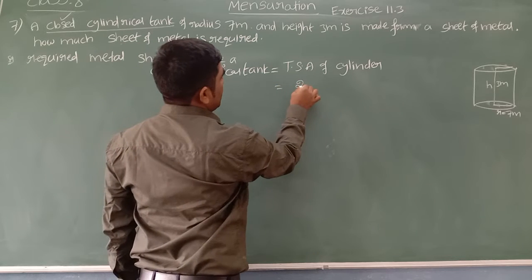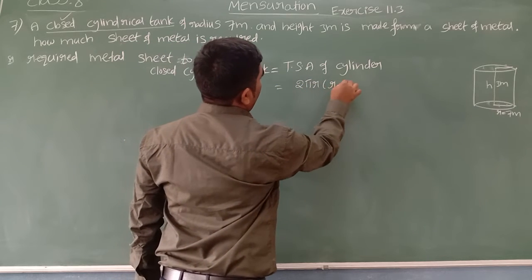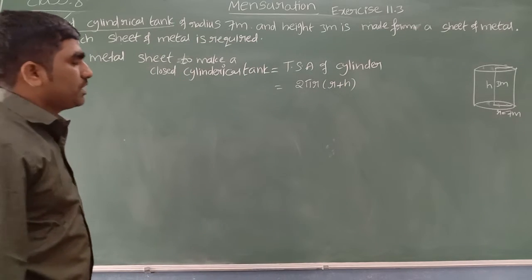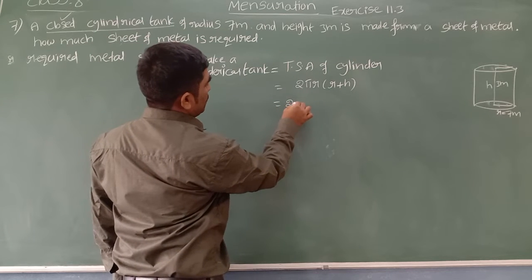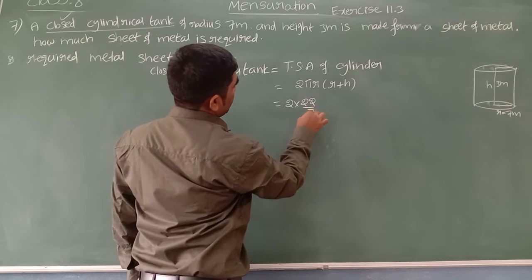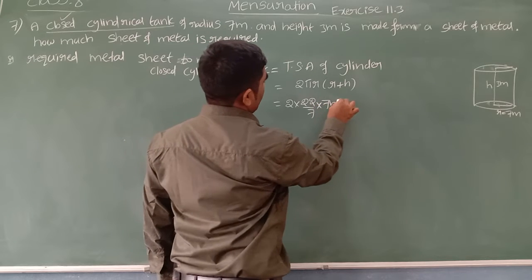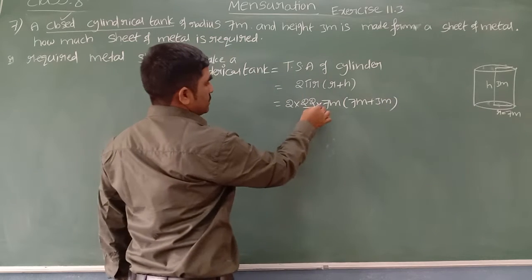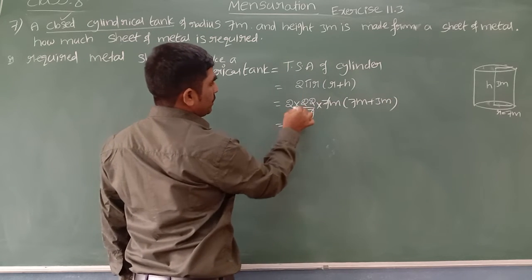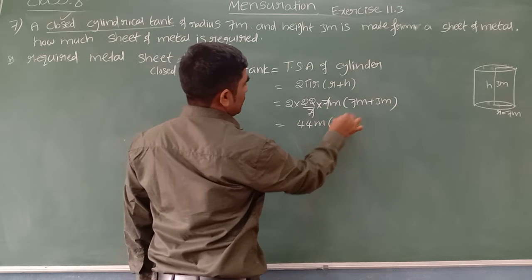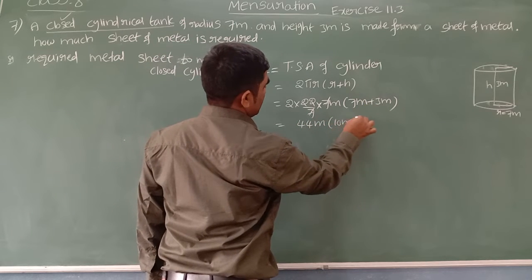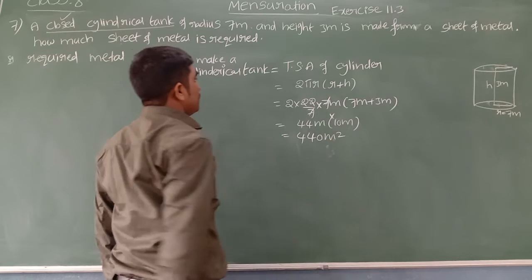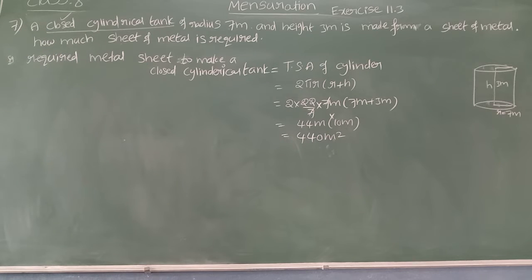So TSA of the cylinder is 2 pi r into (r plus h), where r is equal to radius 7 meters he gave, h is equal to 3 meters. Substituting, 2 into pi value 22 by 7 into (radius 7 meters plus height 3 meters). So 7 and 7 cancel. 22 into 2 we can write 44 meters. 7 plus 3 we can write 10 meters. So 44 times 10 is 440 square meters. 440 square meters of metal sheet is required.